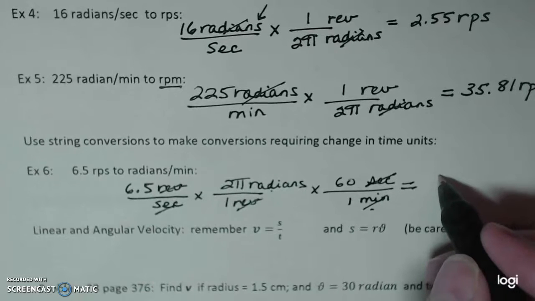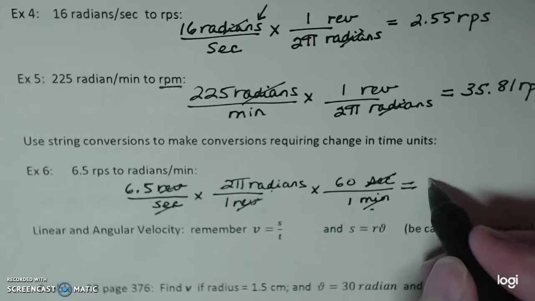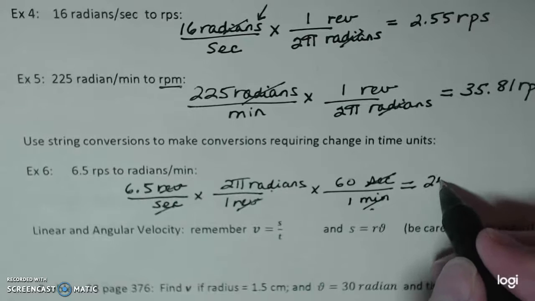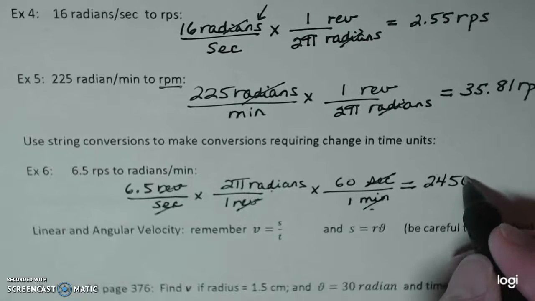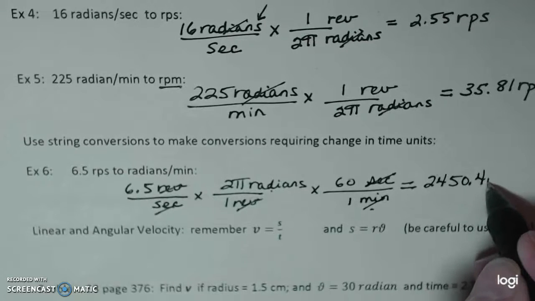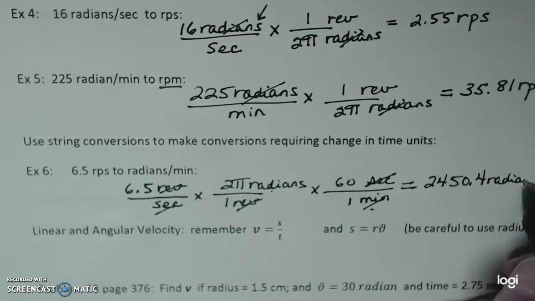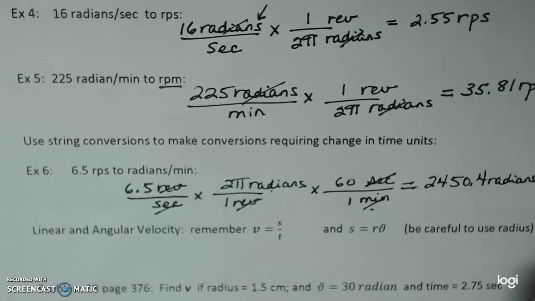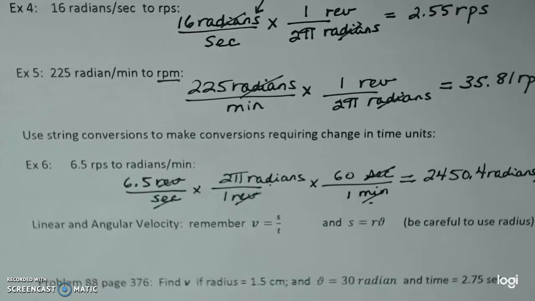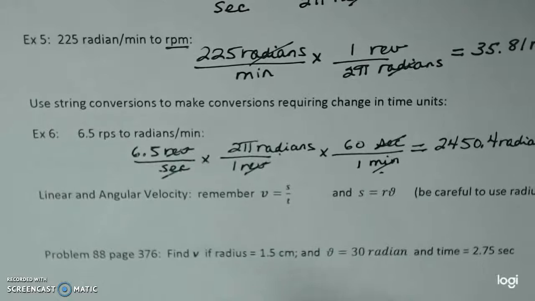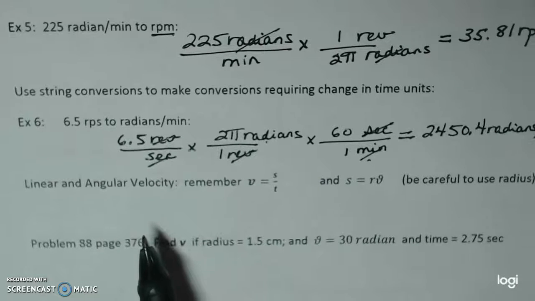So when I do my calculation there, I ended up with 2,450.4 radians per minute. And please don't abbreviate radians with an R, because that does stand for revolutions. Okay, continuing, hearing no questions. Haha, you have to reserve those for another day, another time.